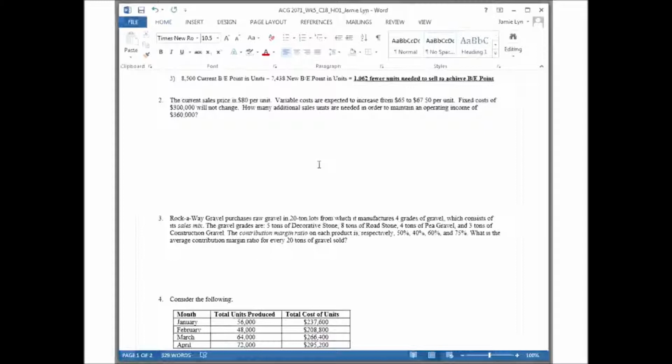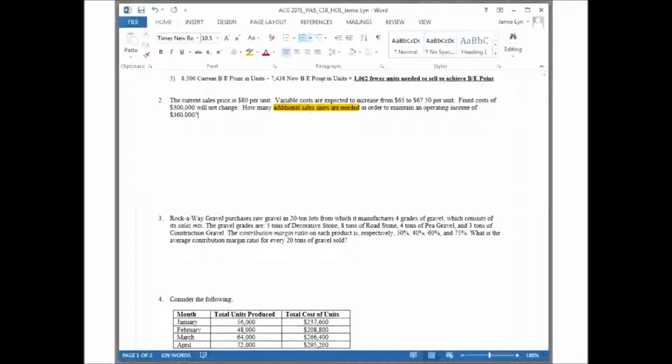Okay, again, it's a word problem. You need to pick out the puzzle pieces and determine what you need to do. So the question is asking how many additional sales units are needed. So right off the bat, that tells you that you're going to need a starting point and an ending point. The difference is calculating for additional sales units.